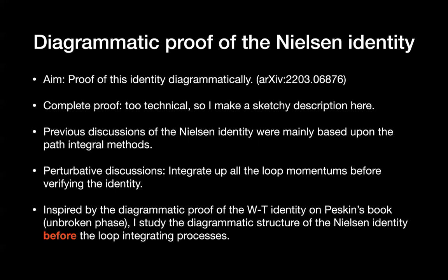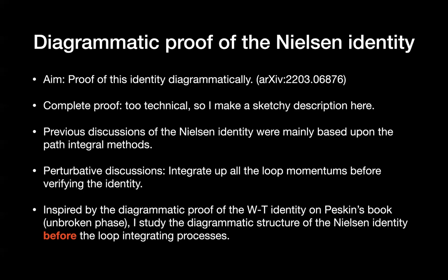In the literature, the previous discussions of the Nielsen identity were mainly based upon the path integral methods. The proof of the Nielsen identity was based upon the path integral methods before. For the practical perturbative discussions, usually people just calculate the loop contributions to the effective potential and integrate over all the loop momenta before taking the results into the Nielsen identity to verify this identity.